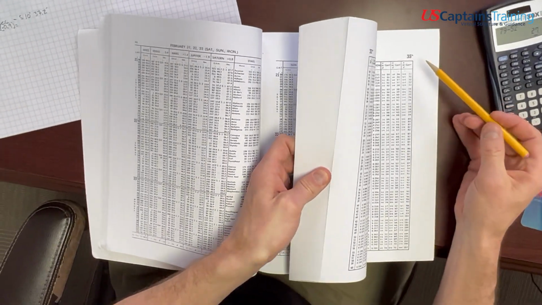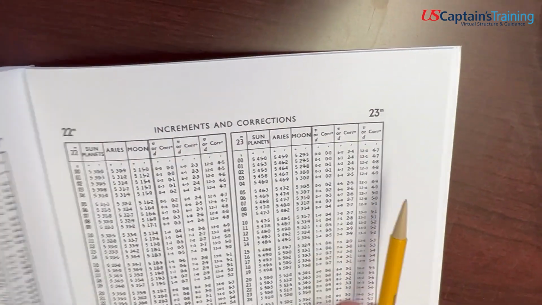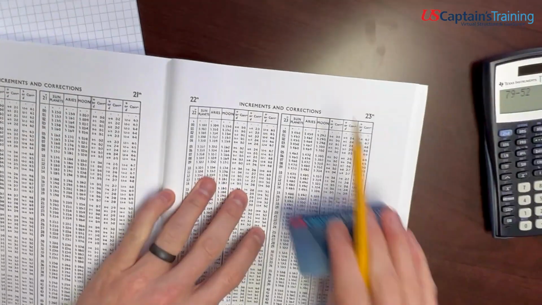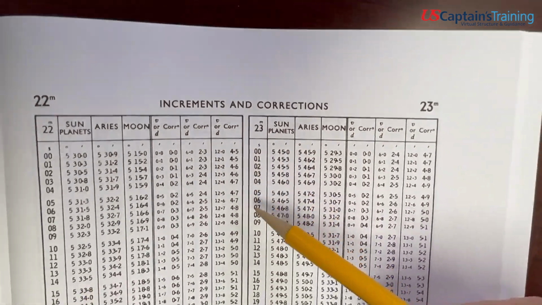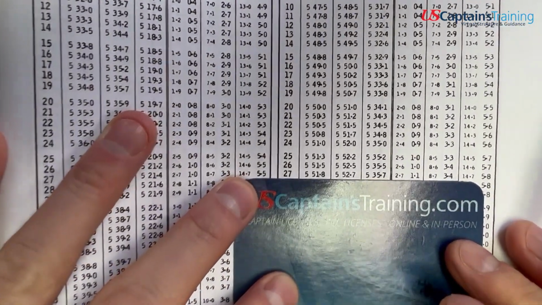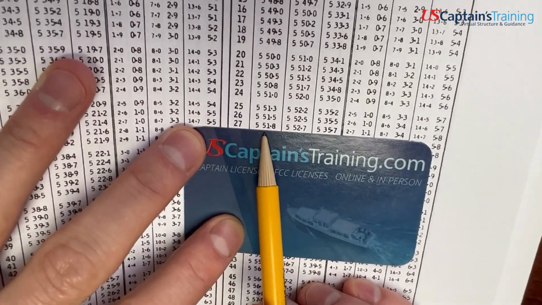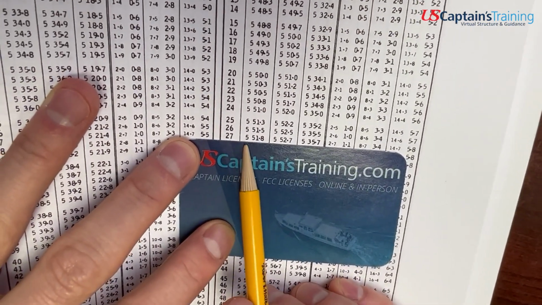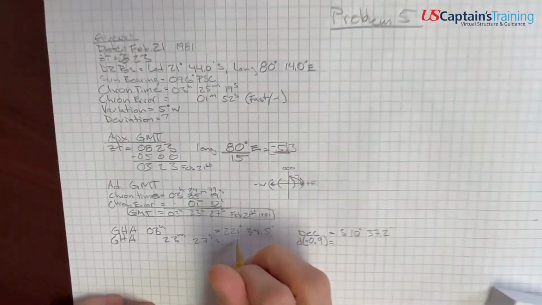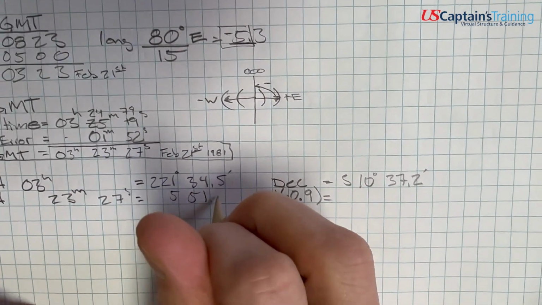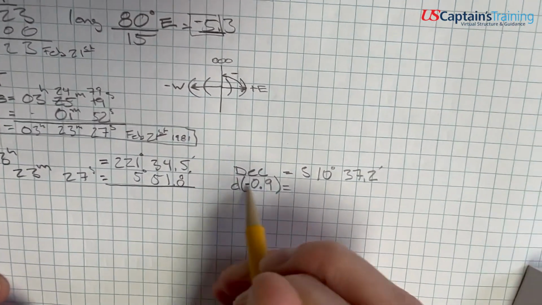So 23, here's the minutes, and 27. There they are, 23. So now the planet is the sun, 23 minutes and 27 seconds. Here's the seconds, 27. So here's our correction, 551.8. Good.